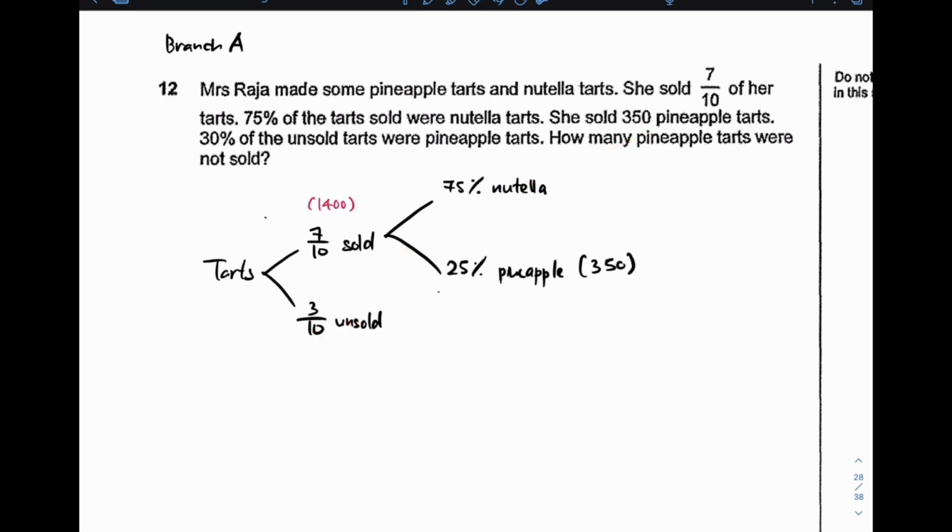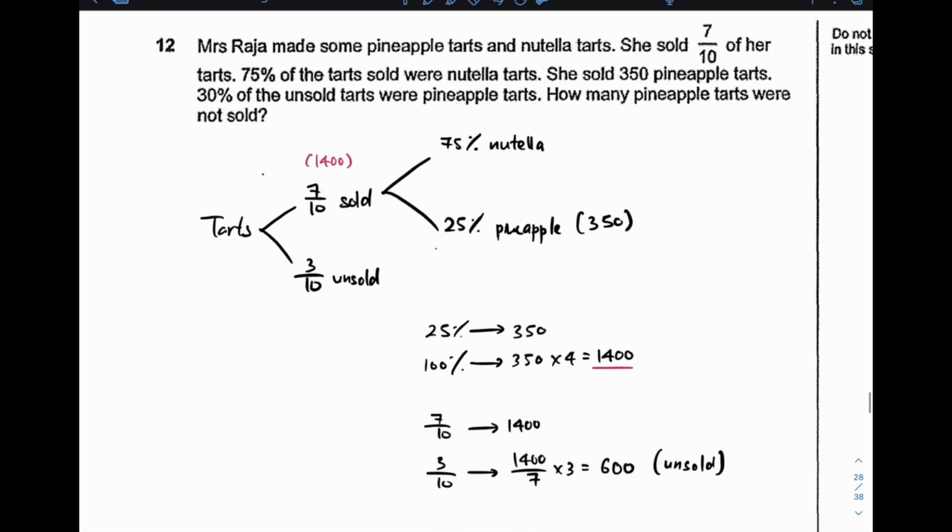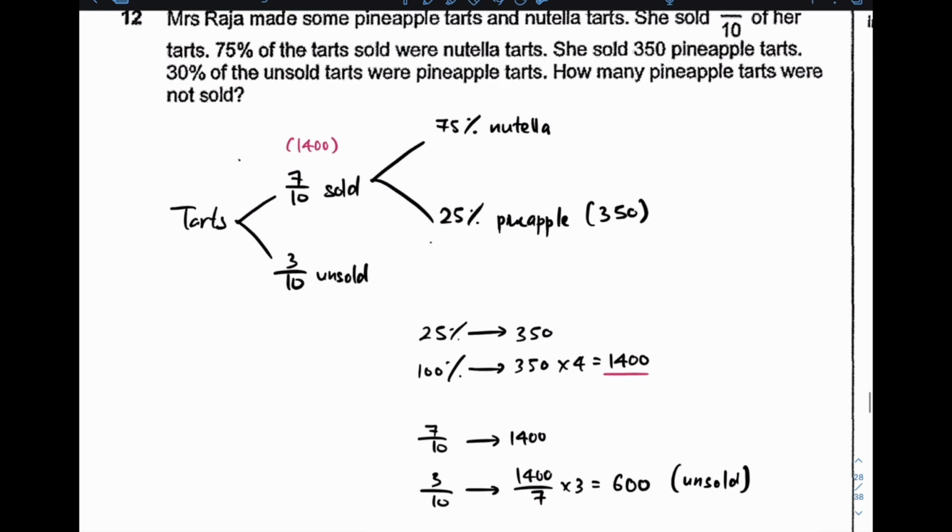The first thing I'll do is to say, right, if this is 25% of the remainder, that's 350. We can find 100%. Just multiply by 4. That's 1400. So this here is 1400. We can actually form an equation to find 3/10. So that means 7/10 is going to be 1400. 3/10, therefore, find 3 units, that's 600. This is the number of tarts unsold.